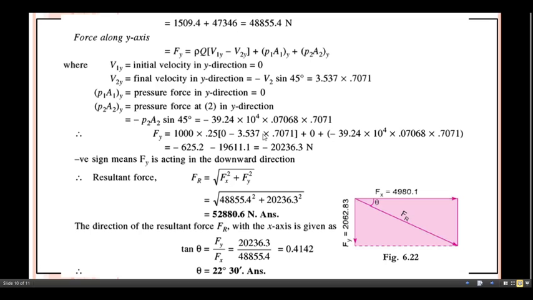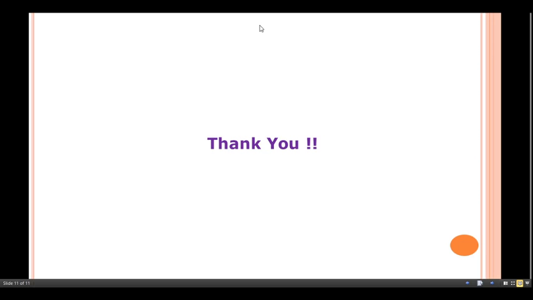Depending upon the sign of the summation of Fx and Fy, decide the quadrant for this Fr. Fr is the resultant of the summation of Fx and Fy. In this way, you can represent that Fr in the fourth quadrant, because Fy is minus and Fx is plus.